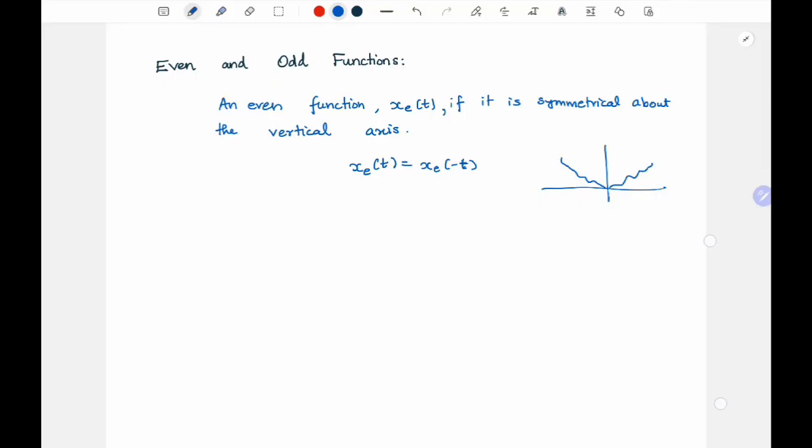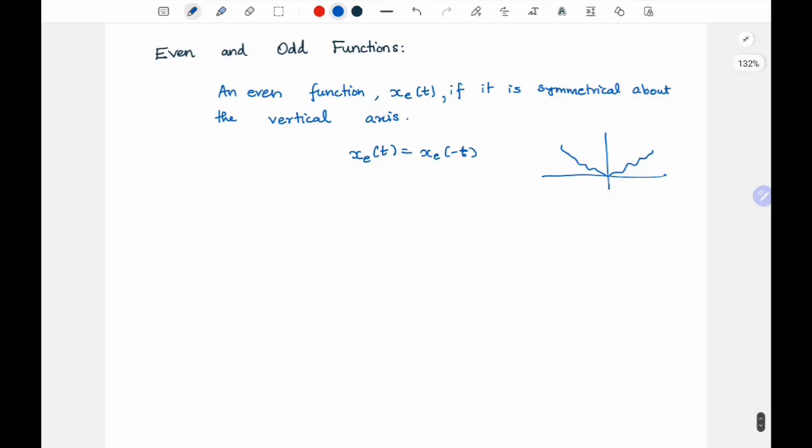An odd function is just the opposite of it. An odd function, xo of t, is one that is antisymmetrical about the vertical axis.